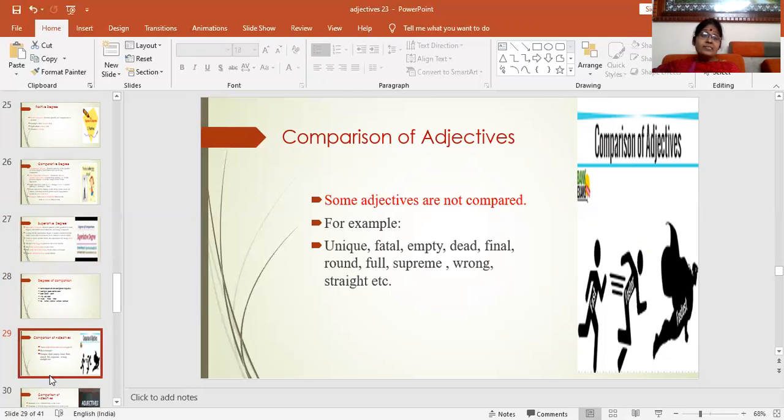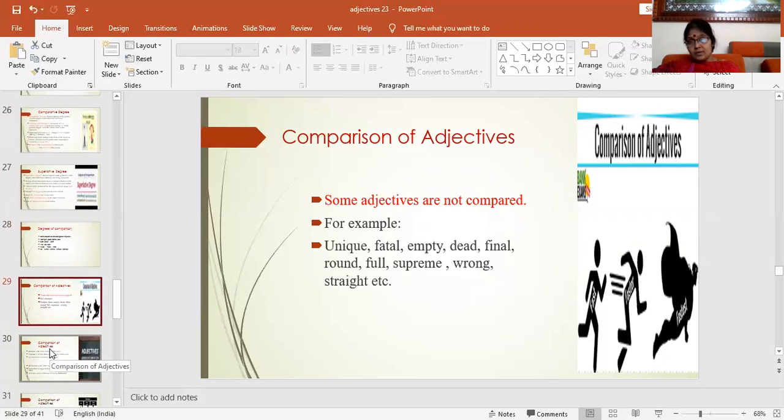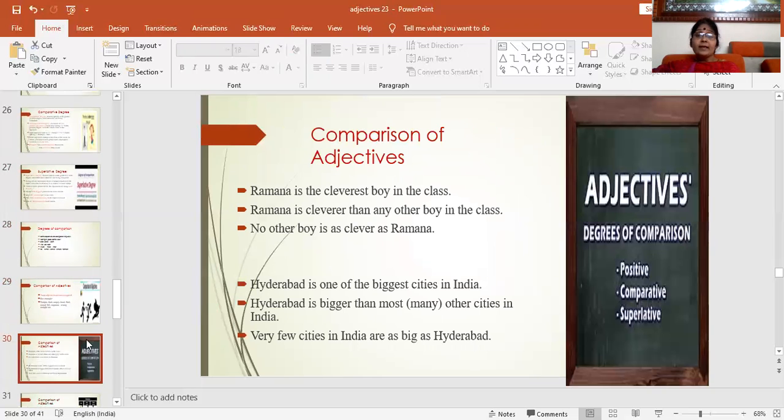So what we understand, we have three degrees, that is positive degree, superlative degree, comparative degree, right? So let us do some examples and see. Look at this one kind of sentence I will show you. Ramana is the cleverest boy in the class. Now this is in superlative degree. If I want to change it into comparative degree, I will say Ramana is cleverer than any other boy in the class. Same, if I want to change it in positive degree, I will say no other boy is as clever as Ramana.